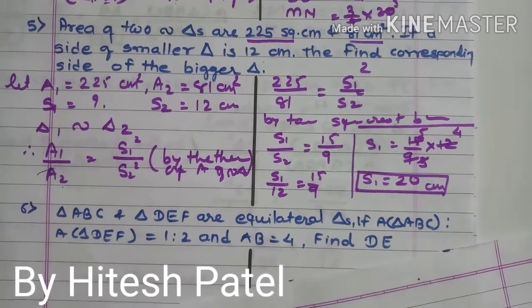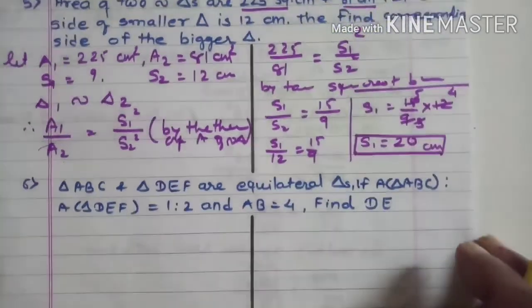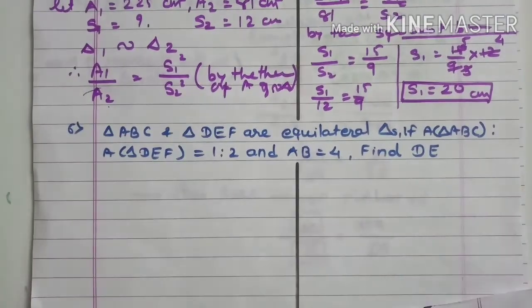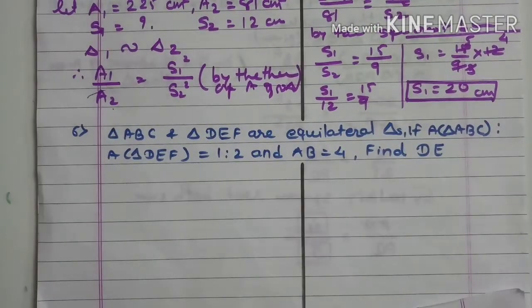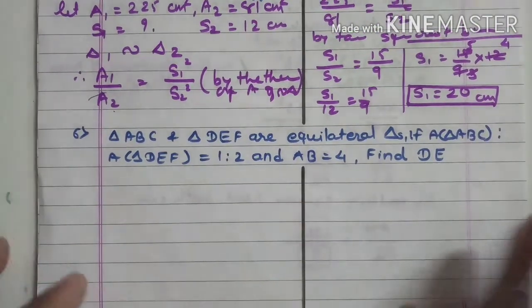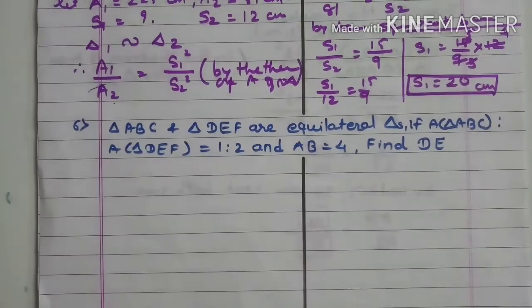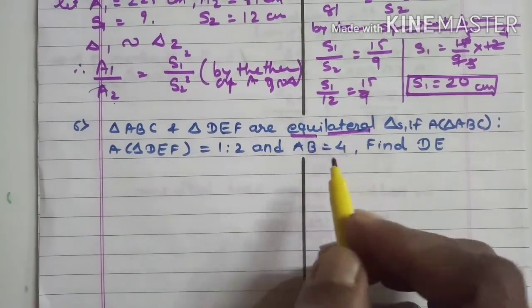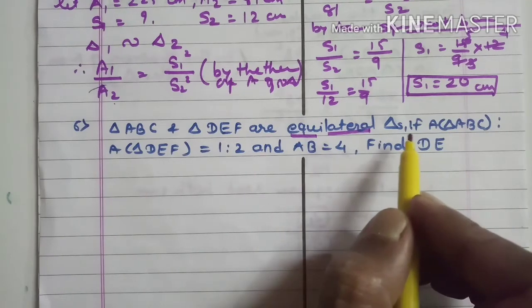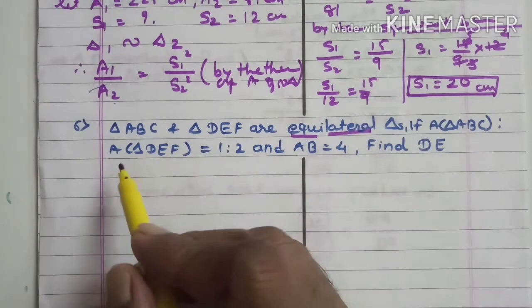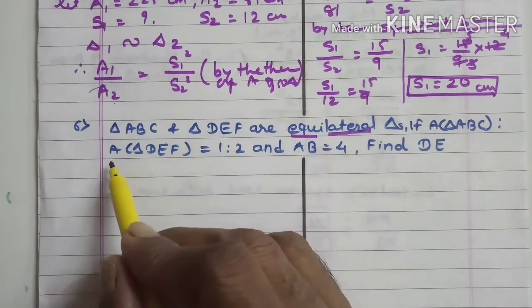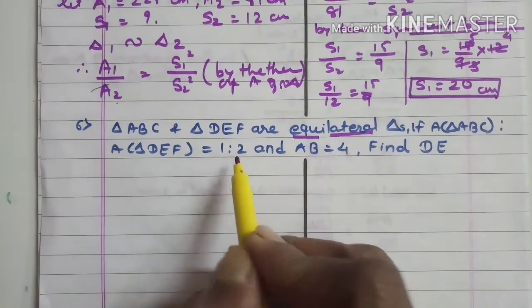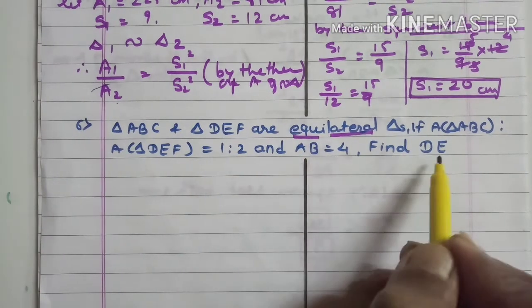Now question number 6. Triangle ABC and triangle DEF are equilateral triangles. Okay, what is meant by equilateral triangle? Equi means equal, lateral means side, so equilateral triangle means all sides are equal. The ratio of area of triangle ABC to area of triangle DEF is 1:2. AB is 4, find DE.